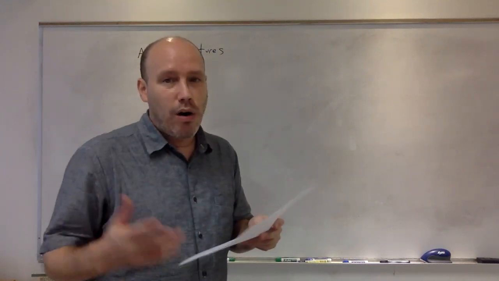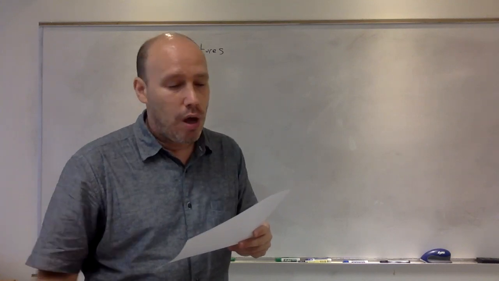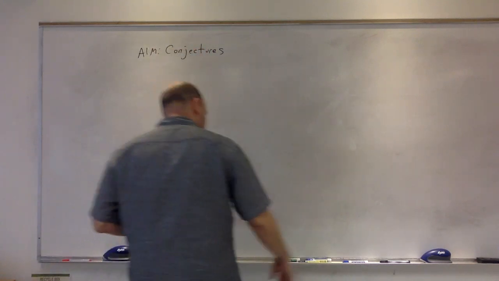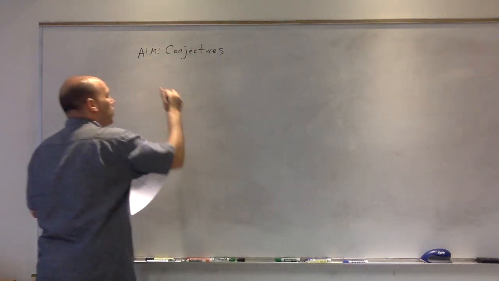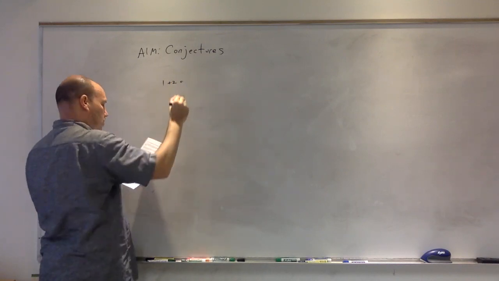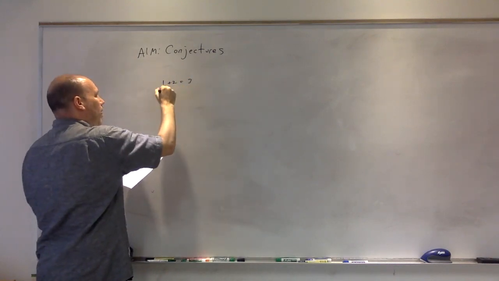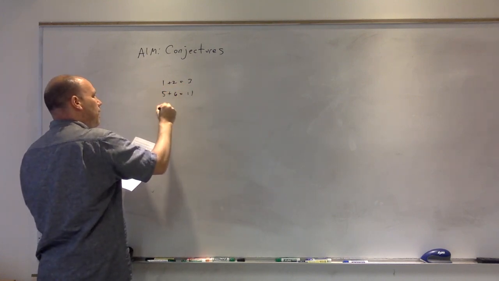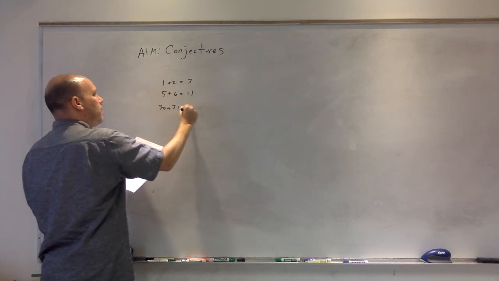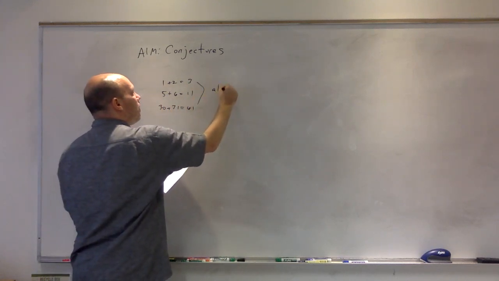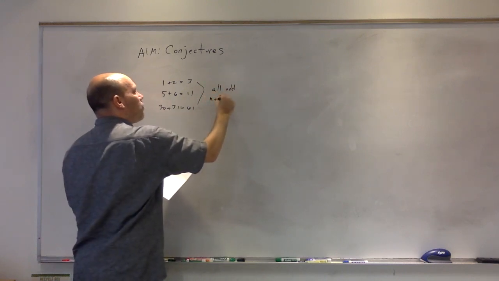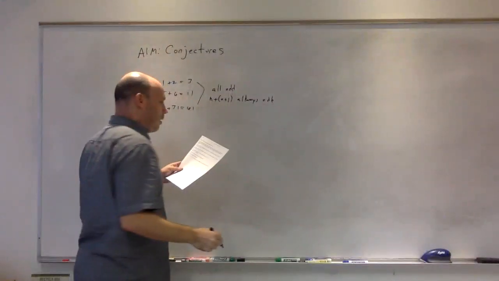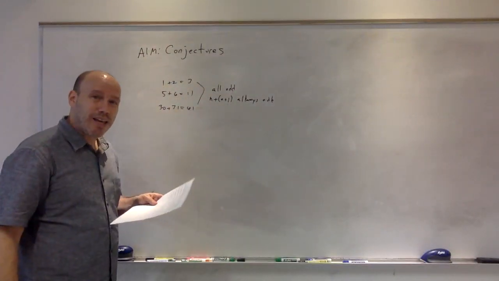So 1, 2, 3, 4 are consecutive numbers, integers. What is the truth about the sum of any two consecutive numbers? So what do you think? How about 1 plus 2 is 3. How about 5 plus 6? That's 11. How about 30 plus 31? It's 61. Well, they're all odd. And so n plus n plus 1 is always odd.